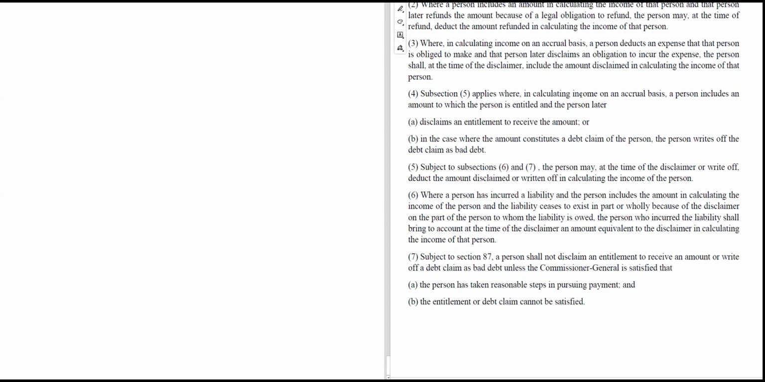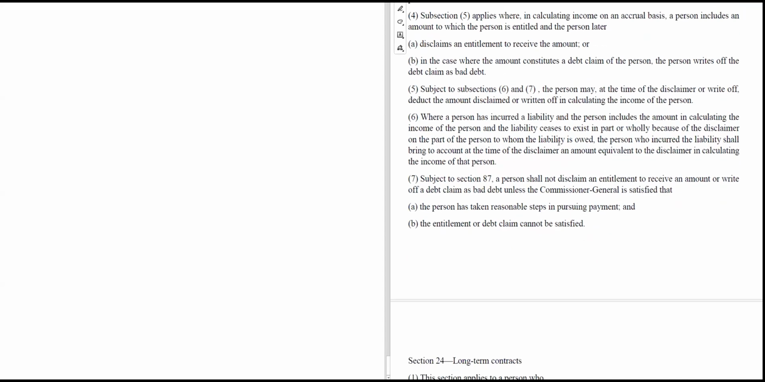So when it comes to the issue relating to banks under Section 87, you shall not claim an entitlement to receive an amount or right of a debt claim as bad debt unless the commissioner is satisfied that you have taken all the reasonable steps in pursuing payment, and you know these reasonable steps, right? Have we not discussed these reasonable steps? What are some of them? What are some of the reasonable steps?